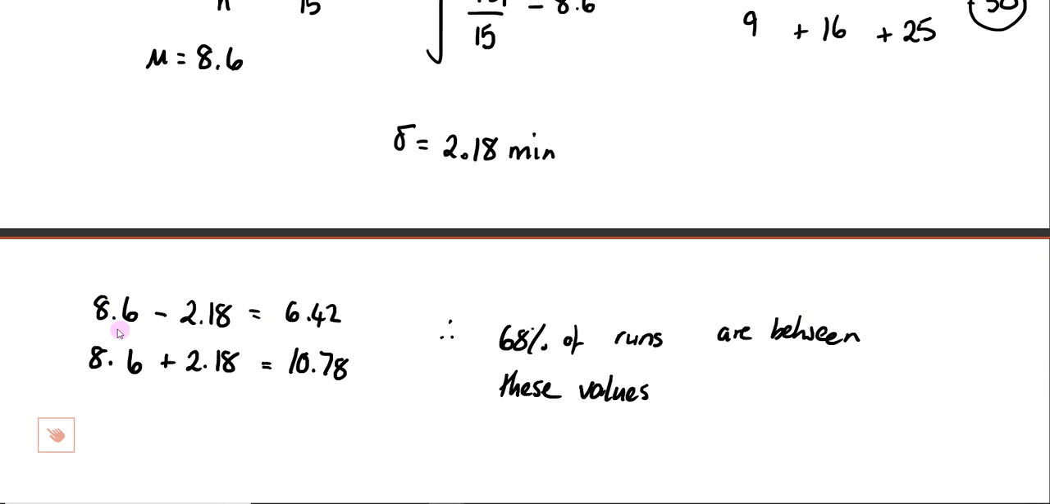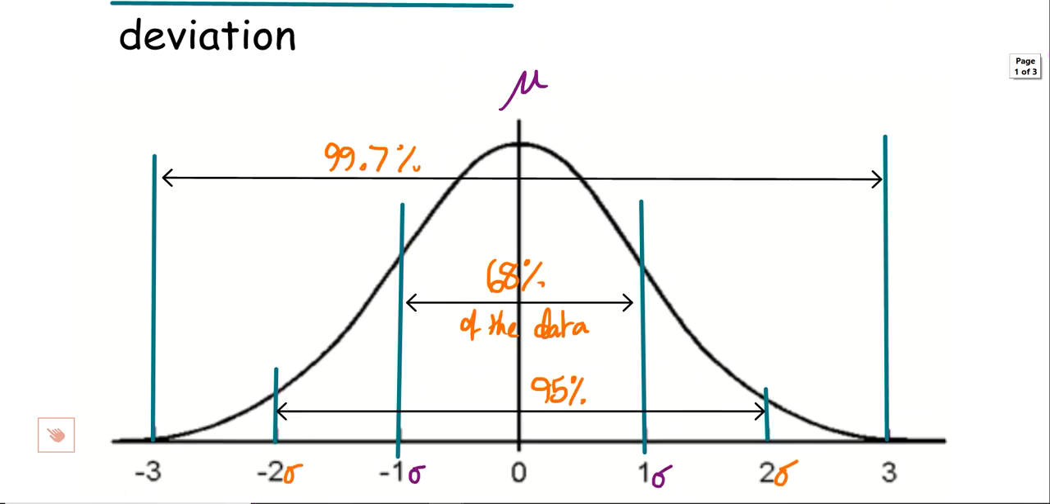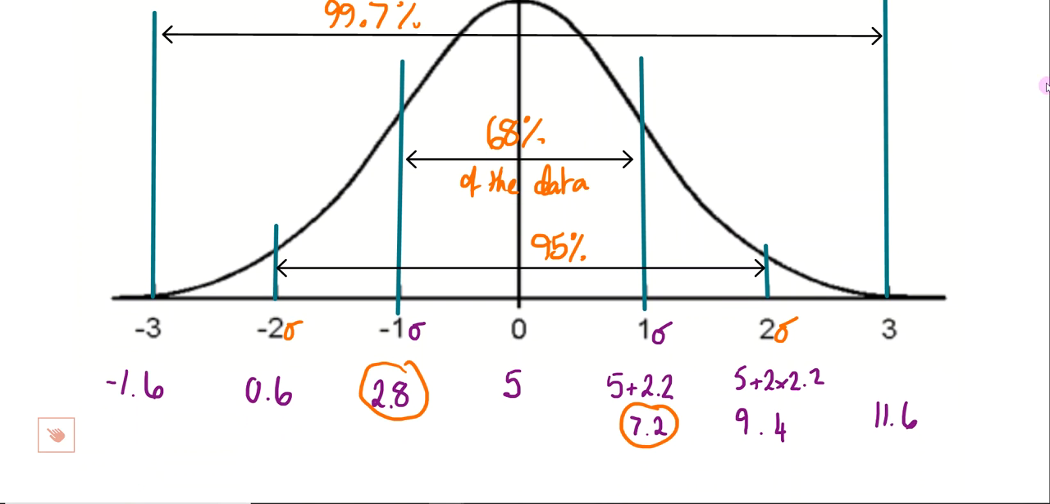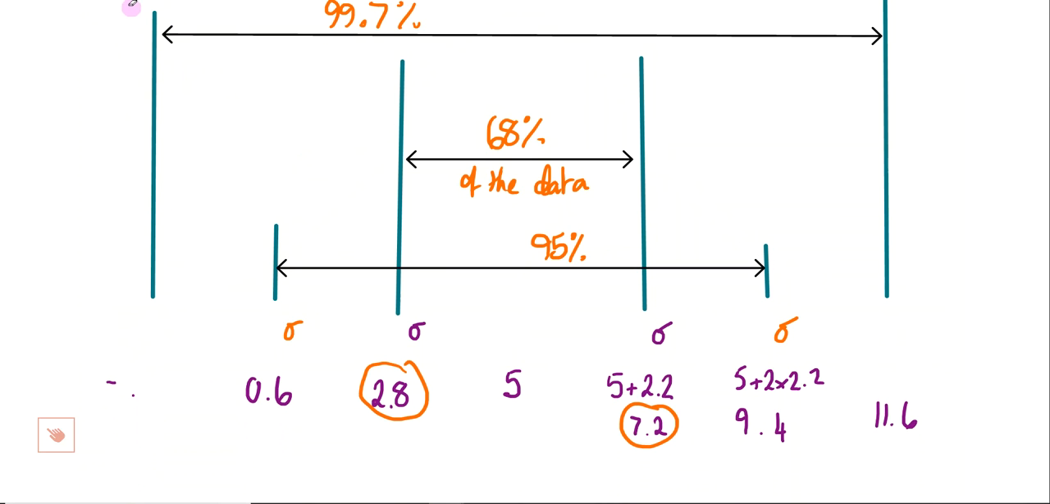So what have I got? What is 8.6? It is the mean, and 2.18 is the standard deviation. So I've got the mean minus 1, and I've got the mean plus 1 standard deviation. So if I go all the way back up to this, basically, I've now got other values that I can put here.